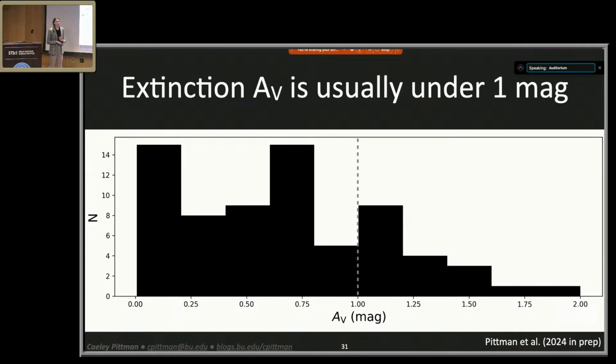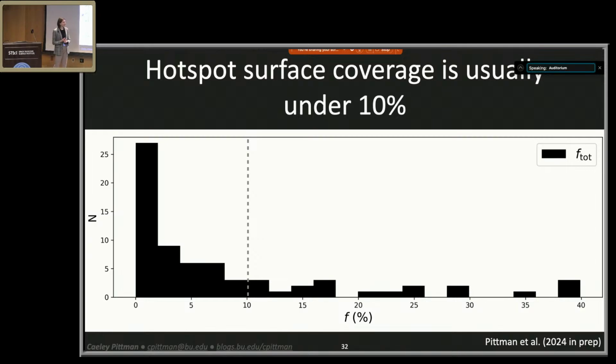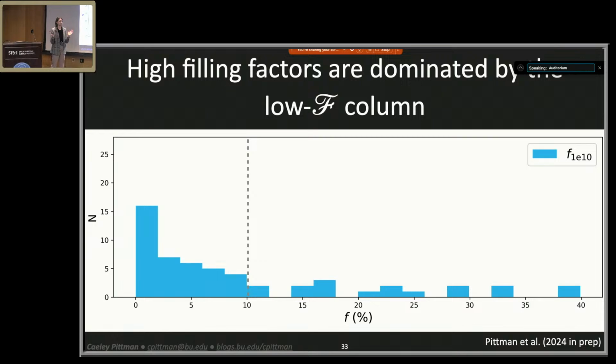I also find that for these targets in these, I think it's 7 different regions, all have extinction under about 1 magnitude, but I allow it to go up to 2 in the fitting. The hotspot coverage is usually under 10%. Based on previous work, I've restricted the total coverage to 40%, which I am open to discussion on. But typically it is below 10% anyway. And for this hotspot coverage, the high filling factors are dominated by the low energy emission. So it's not like you're having a super dense hot hotspot covering all the star. It's the lower energy emission that's more spread out.